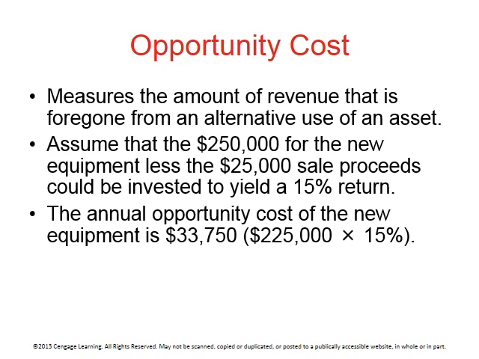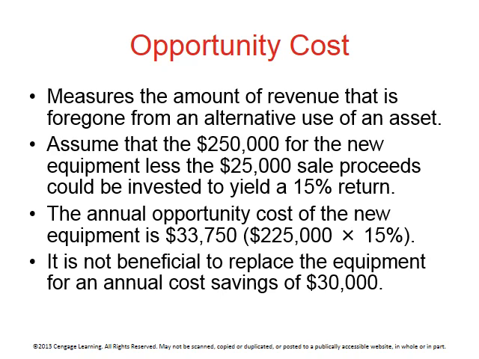So the annual opportunity cost for that new equipment, the $225,000, which is the $250,000 less the $25,000 sale of the old machine, times 15% return. So our annual opportunity cost of the new equipment is $33,750. So that means that the opportunity cost is what we could get in the market instead of buying a new machine, so buying stocks or bonds.